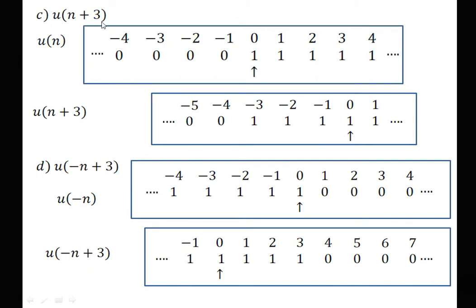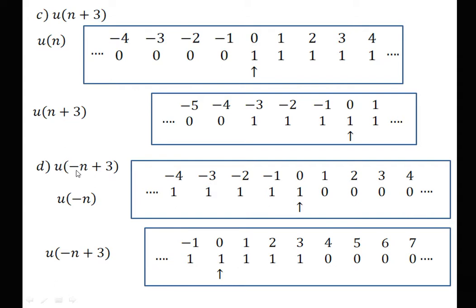Next is u of n plus 3. N plus 3 is nothing but the advance of the signal. This is u of n. Now we need to shift the arrow to the right by 3 units. 1, 2 and 3. At this location the new arrow comes, and here we start the 0th location. This is minus 1, minus 2, minus 3, minus 4 and minus 5, and this is the positive side. You observe from the original signal and this signal, here 1 started at the 0th location, but here 1 starts at the minus 3 location because the signal is advanced, started earlier than the specified time.